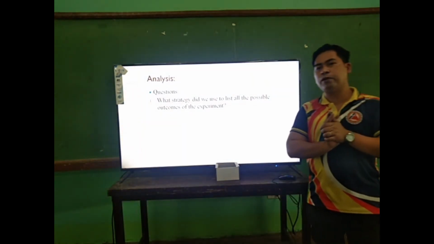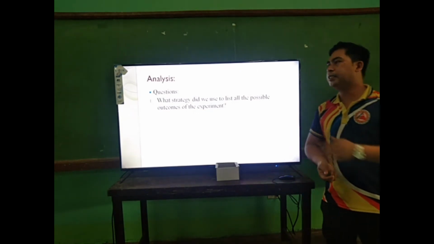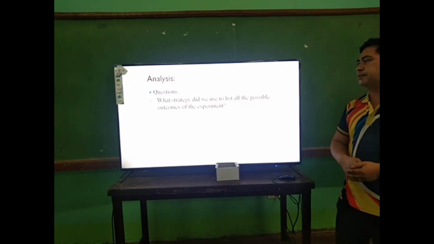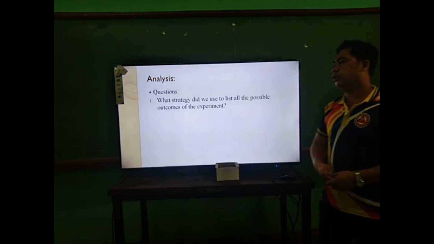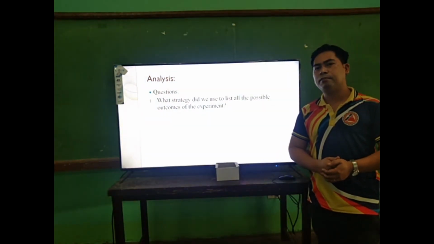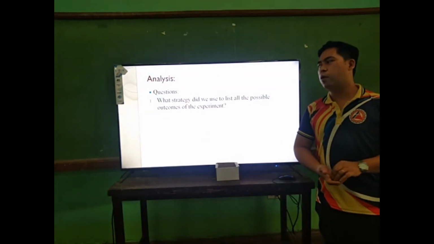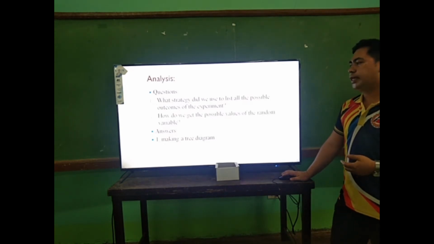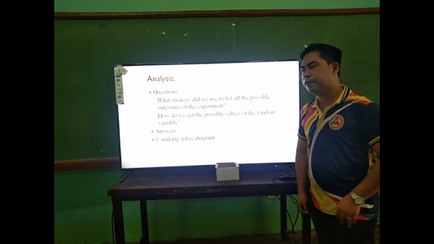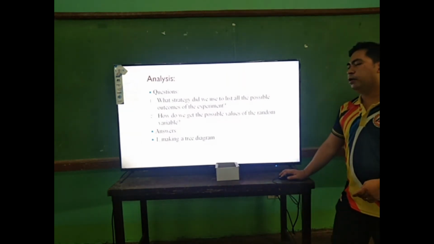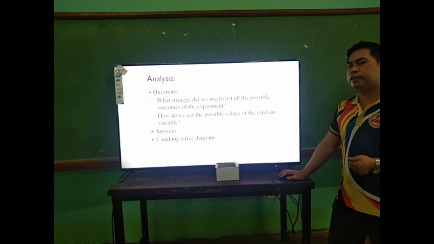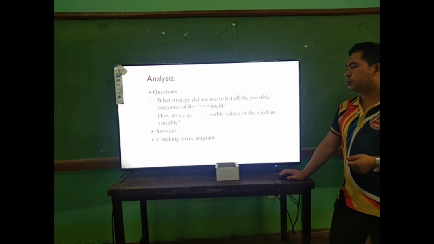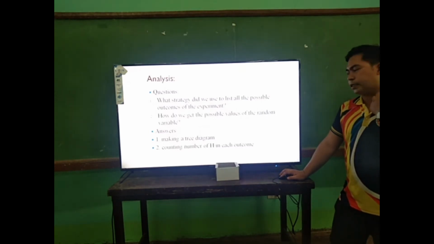For me to assess if you really understood the process of finding the values of the random variable, let me ask you some questions. The first question: what strategy did we use to list all the possible outcomes of the experiment? Yes, Alfred. That strategy is making a tree diagram. The second question: how do you get the possible values of the random variable? Okay, anyone? Very good. Let me call on Erica. Yes, that is counting the number of heads in each outcome.